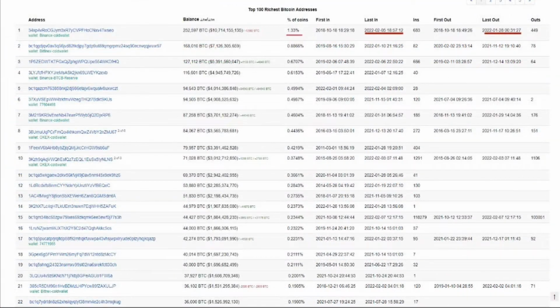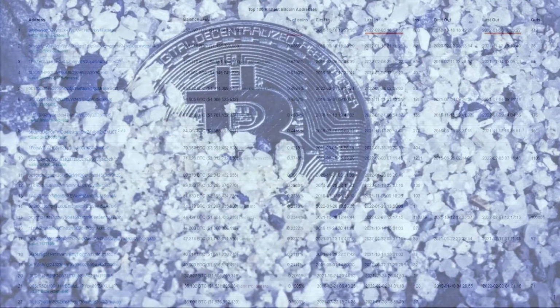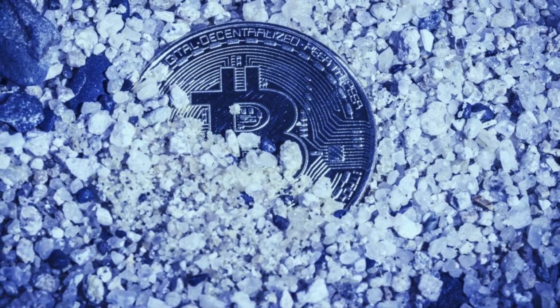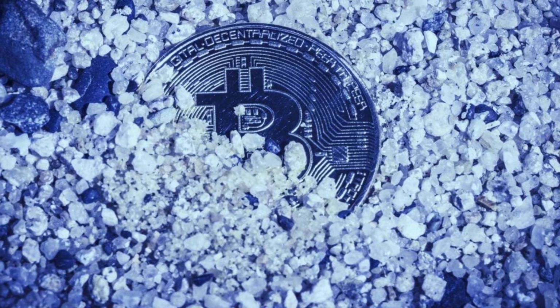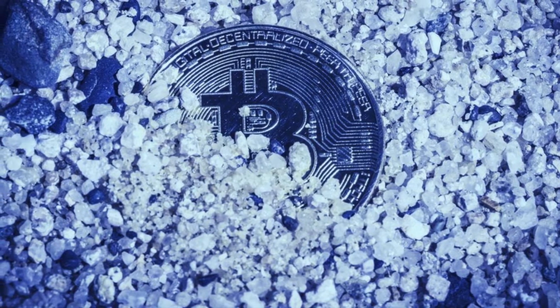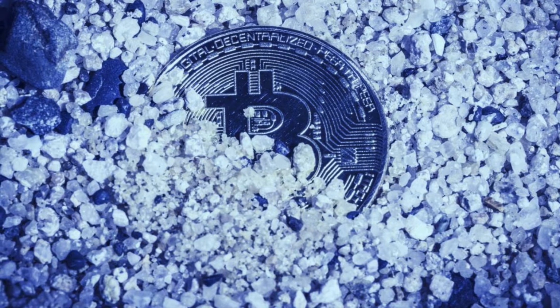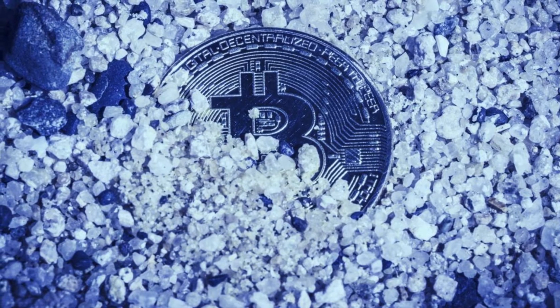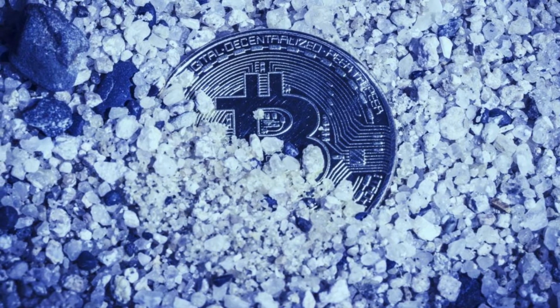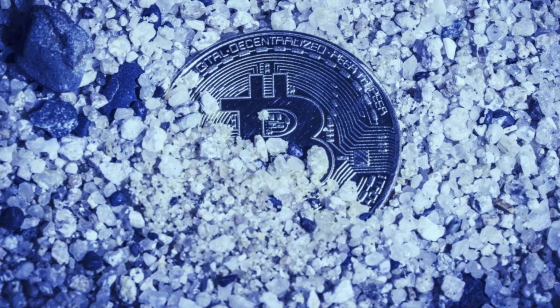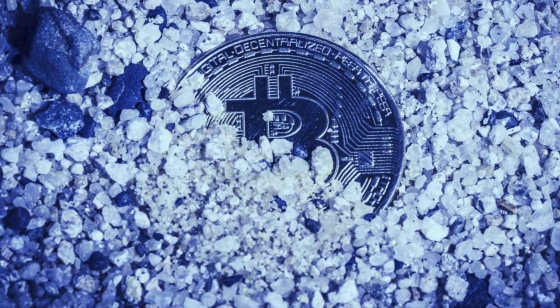Because BitInfo charts shows you when each wallet last sent or received Bitcoin, this can give you an idea of whether the wallet is active or whether someone's lost the private keys, that is, access to their wallet. Lost Bitcoin accounts for more than 20% of BTC's supply. It is believed to be lost because it hasn't been moved in many years despite all the bull markets we've seen since that time.